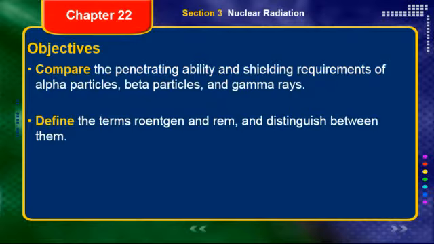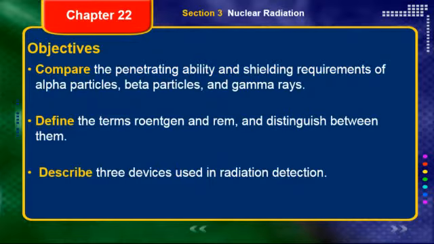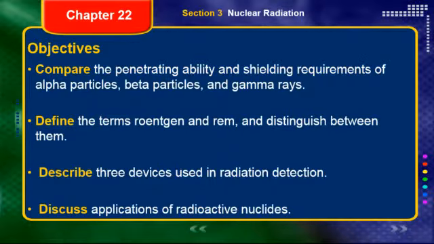I want you to be able to define the terms Roentgen and REM, and then distinguish between them. I want you to be able to describe 3 devices used in radiation detection. And then lastly, I want you to discuss applications of radioactive nuclides.